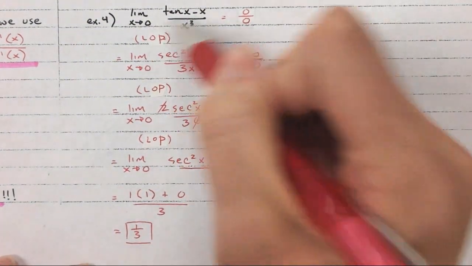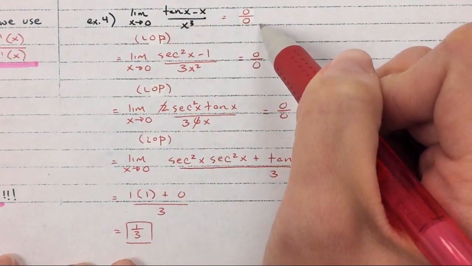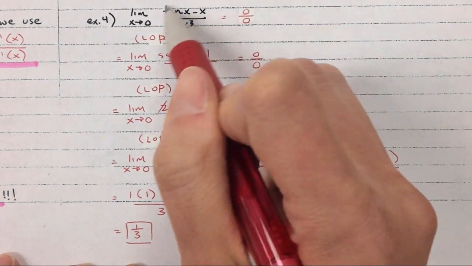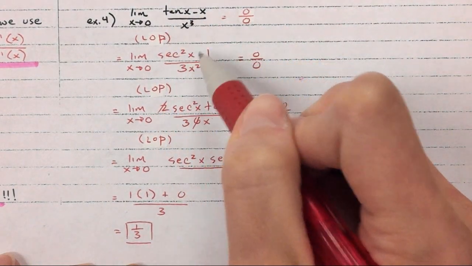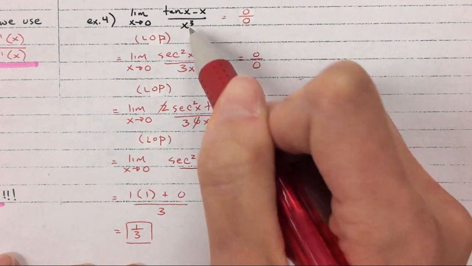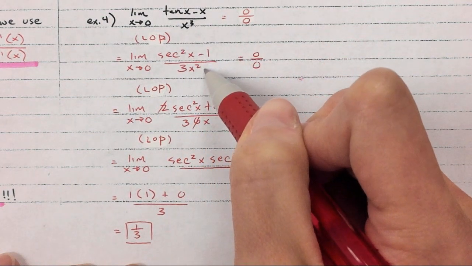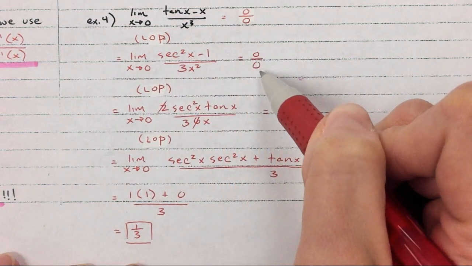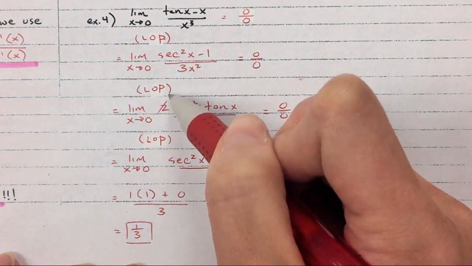All right, plug in 0, you get 0 over 0. That's no good. So L'Hopital's. The derivative of tangent is secant squared. Derivative of x is 1. On the bottom, you get 3x squared. You plug in 0, and you still get 0 over 0. So we do L'Hopital's again.